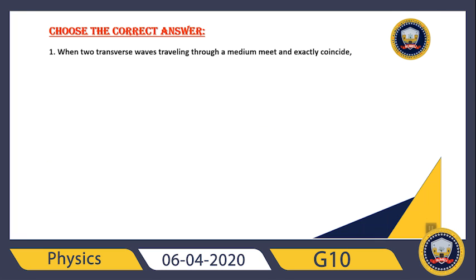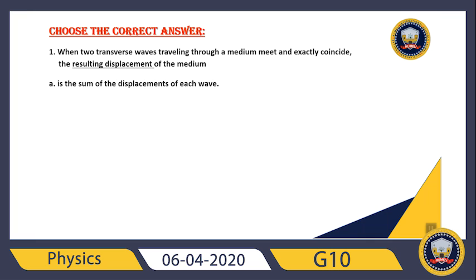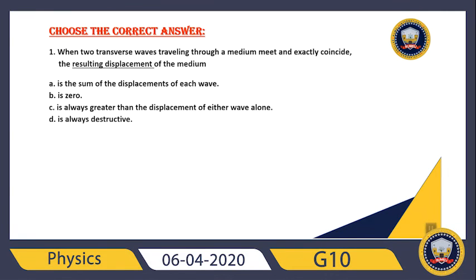When two transverse waves traveling through a medium meet and exactly coincide, the resulting displacement of the medium is the same as the displacements of each one, is 0, is always greater than the displacement of either wave alone, or is always destructive. Let's see. When two transverse waves coincide or meet, the resulting displacement, as we have said before, equals the sum of the displacements of each one.